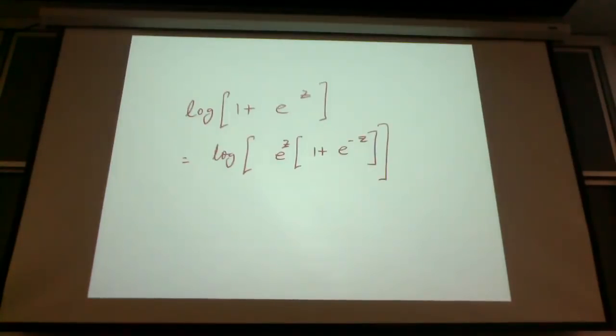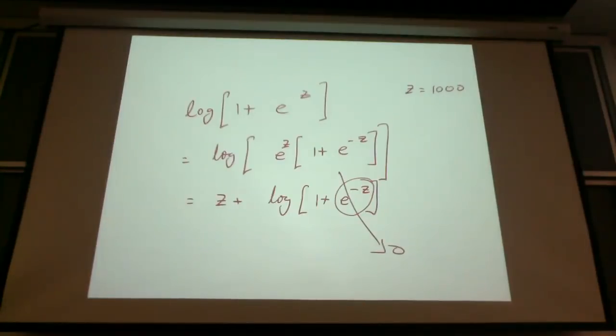This is the same, right? I've just multiplied. I've taken out e power c. Now, because this is the log of a product, this is exactly the same as z plus log 1 plus, right? Now, when z is, say, in this case 1000, this quantity is extremely small. It is so small that we can assume that it is 0. So you're left with log 1, and so this is equal to z plus log 1, so it is z.